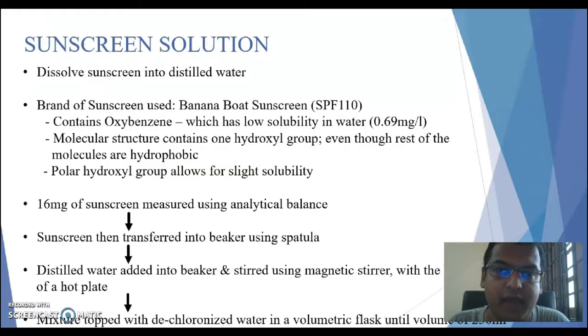We studied the impact of dissolved sunscreen in distilled water on the observed fish embryogenesis of the freshwater fish Anabas testudineus. The brand of sunscreen that we used was Banana Boat sunscreen, which had a high SPF content. The sunscreen contains oxybenzone, which has a low solubility in water. However, the molecular structure contains one hydroxyl group, which is hydrophilic, allowing some solubility in water, even though the rest of the molecule is hydrophobic.